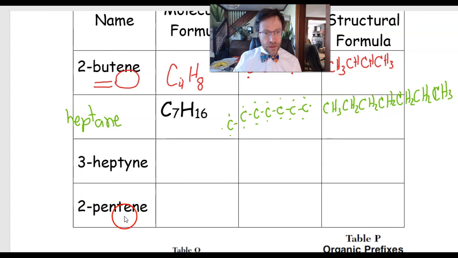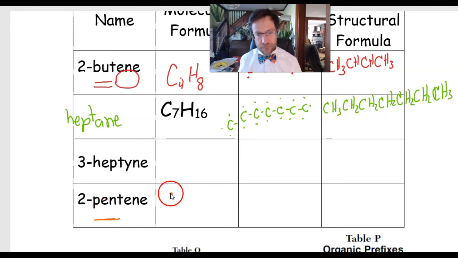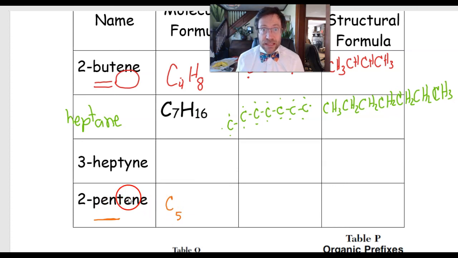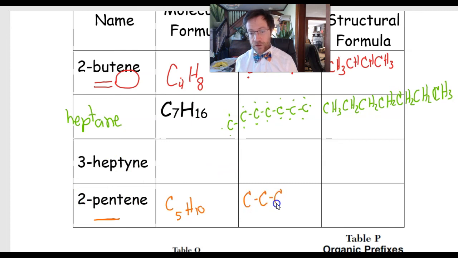2-pentyne. The molecular formula. Think I can do that from just this? Yes, because pent means I have 5. If it's an ene, that means I'm in the alkene, so it's 2n. There, done. Structural formula. I've got 5. 1, 2, 3, 4, 5.